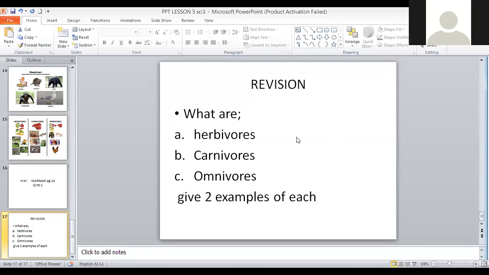Now next is, what are carnivores? Carnivores eat meat. Carnivores eat meat.